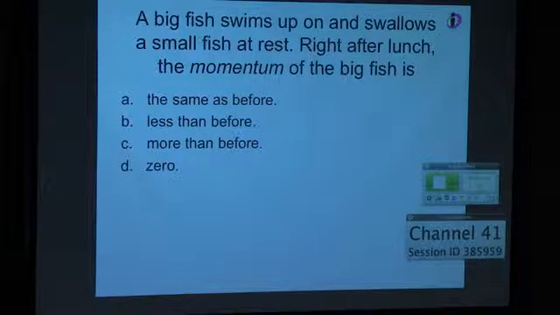Like every other time I read this question, the author of the textbook made this one up, and I'm always thinking maybe you should have it slightly different. What bugs me anyway, I'll give you something to bug you too: after lunch, in real life, all that's left is the big fish, because the small fish is part of the big fish now.